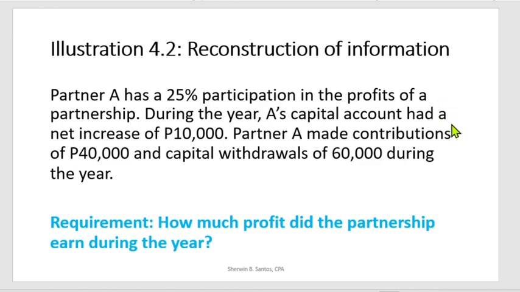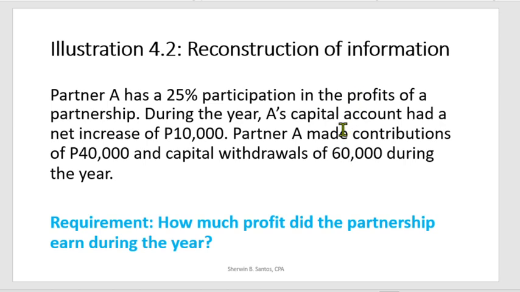Okay, during the year, A's capital account has had a net increase of 10,000. Partner A made contributions of 40,000 and capital withdrawals of 60,000 during the year. How much profit did the partnership earn during the year? Si partner A, mayroon siyang 25% share dun sa profit.